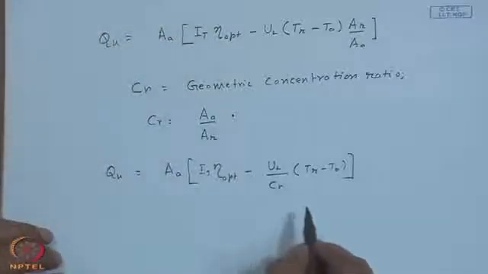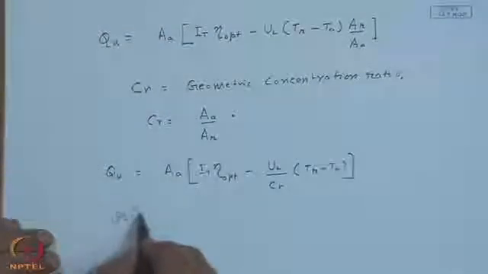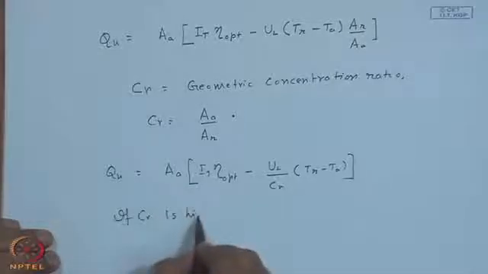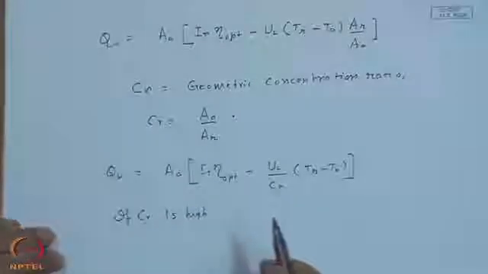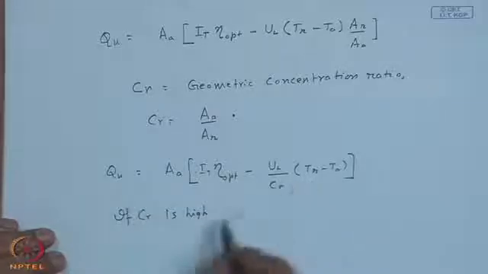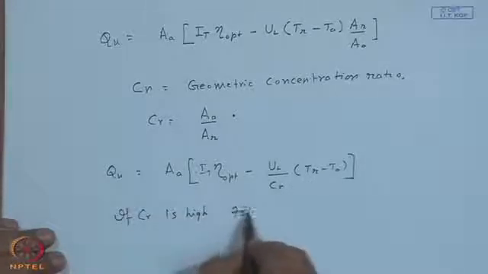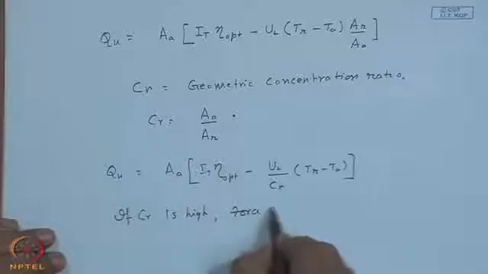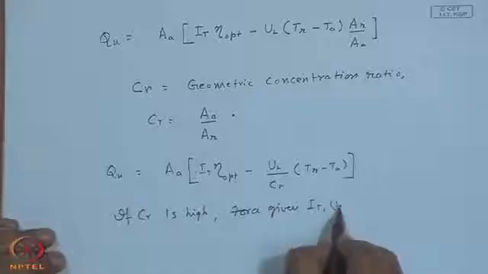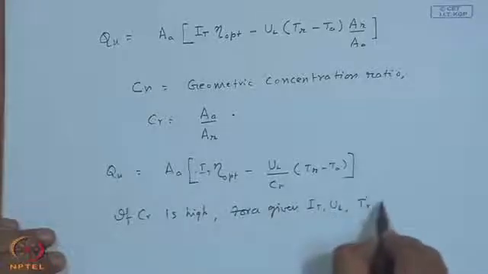Now, this clearly shows if CR is high, of course, it is greater than unity in order that there is concentration and not diffusion, then for a given IT, TR can be high.